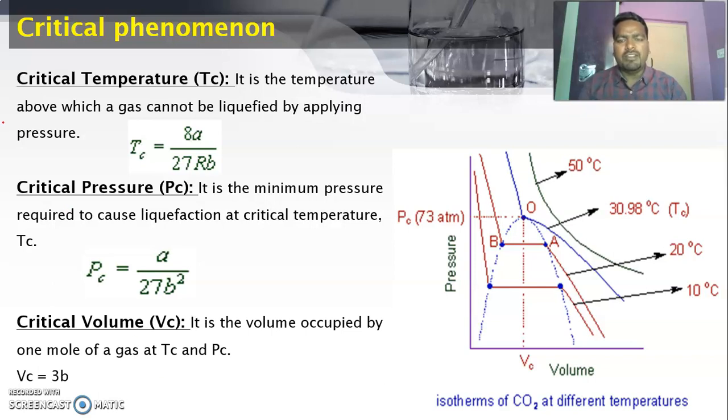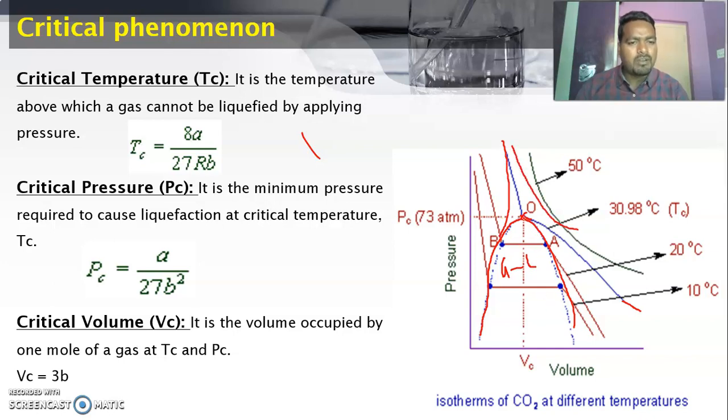Critical temperature is nothing but, you just look at this graph. Just now we discussed Andrews isotherm. In the graph we can observe that one point is there. This is the region in which there is an equilibrium between gas and liquid, and this is completely a liquid and this is completely a gas.